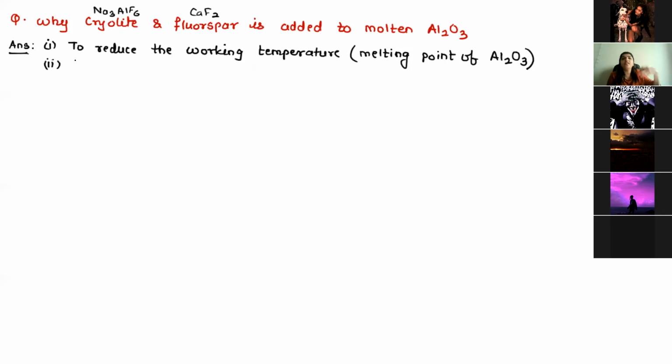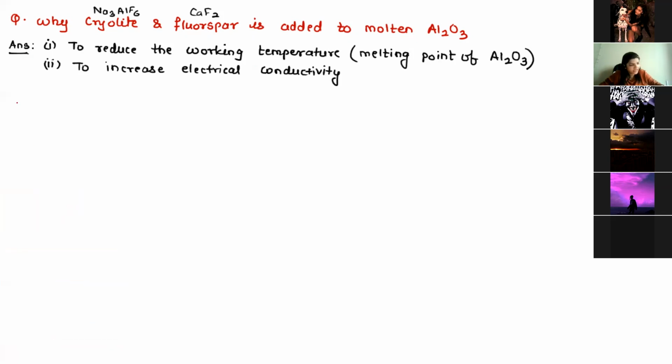So if there are more and more ionic compounds, there will be more electrical conductivity because there will be more ions formed. So to increase the electrical conductivity, 2 marks, 2 points. This is one of the questions they can ask.